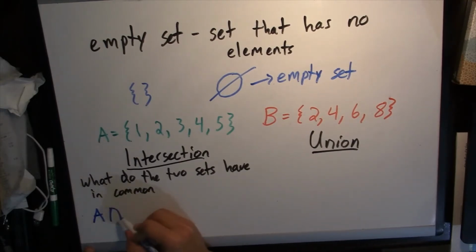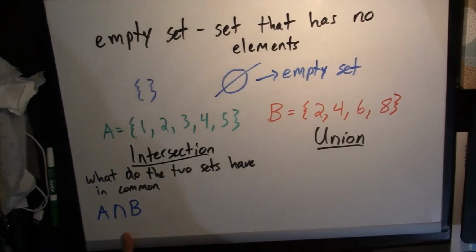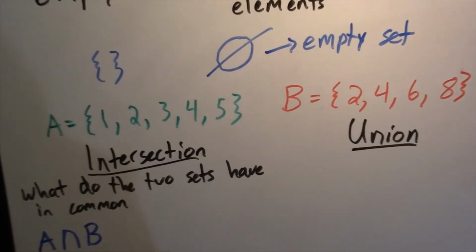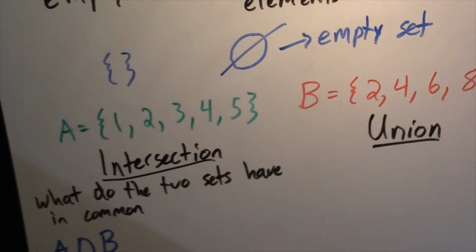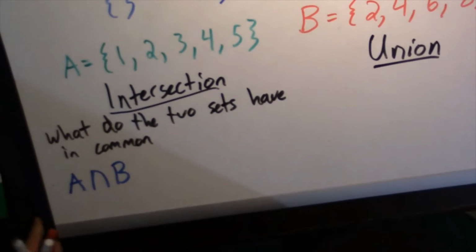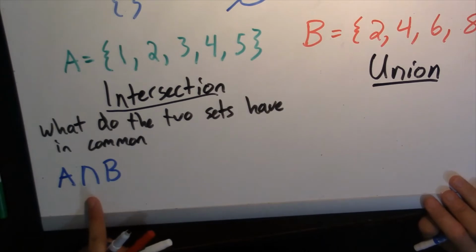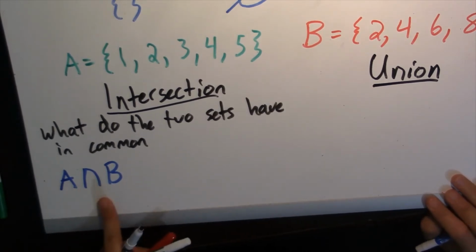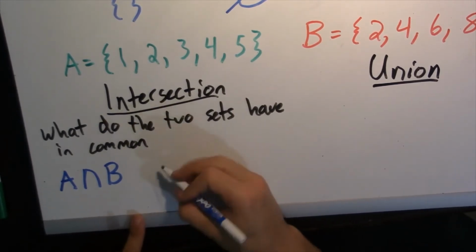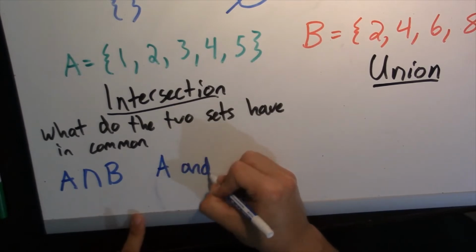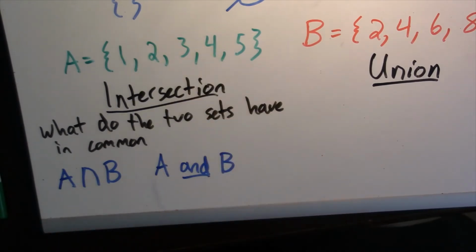A intersection B. So this one that looks kind of like a capital N, and let me zoom in so you can see it a little bit better. Okay, let me move this so you can see it. So this symbol here that looks kind of like a capital N or like an upside down U means intersection. This is one way to write it. The other way to write it would be A and B. The word and goes with the word intersection.